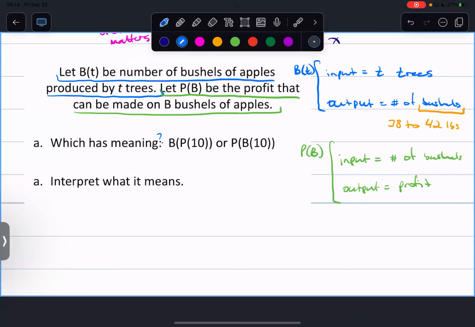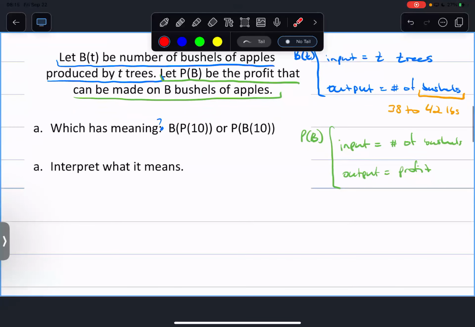When I first read this, it doesn't make sense, but which has meaning: b of p of 10 or p of b of 10? Tricky because p and b sound the same, right? You can just kind of slur it a little bit. The profit of the bushels of 10 trees, right? Whereas if we read this one, it would be the number of bushels for the profit of 10 bushels, because the input for p is the number of bushels. So now you're taking the input in bushels, getting the profit, and then getting the bushels, which doesn't make sense.